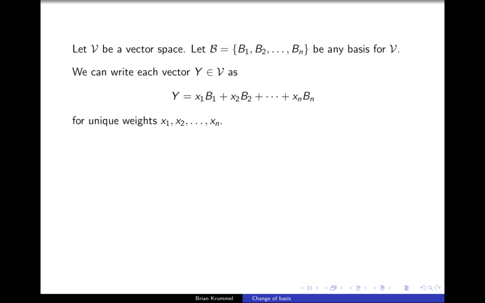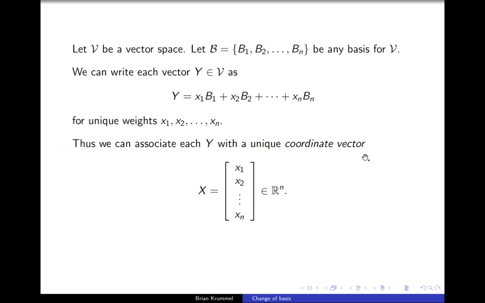Now, we can write any vector y in V as a linear combination x1 b1 plus x2 b2, and so on, as a linear combination of the basis vectors with weights x1, x2, all the way through xn. Now, since B is a basis, as it turns out, the weights exist and they're unique. So then we can represent y using a unique coordinate vector, capital X, where the entries of x are just the weights x1, x2, x3, etc. So then we represent y by a vector in Rn.